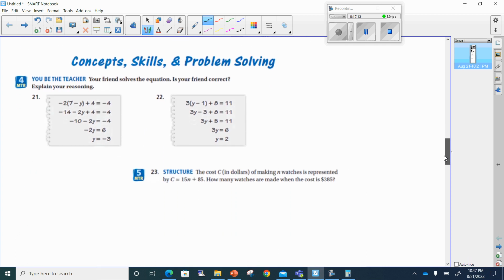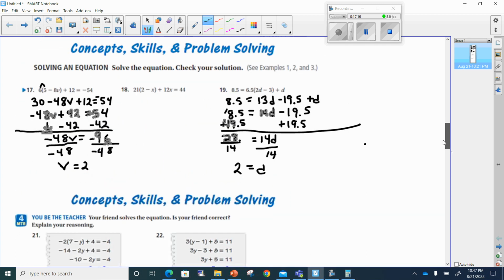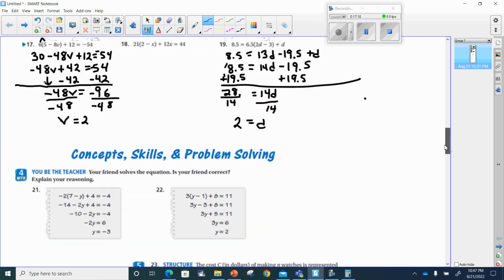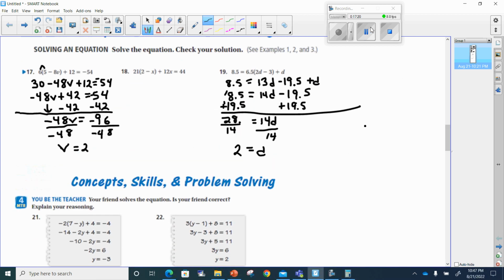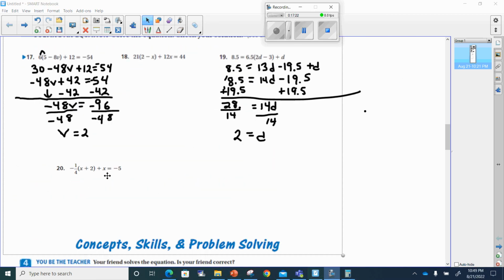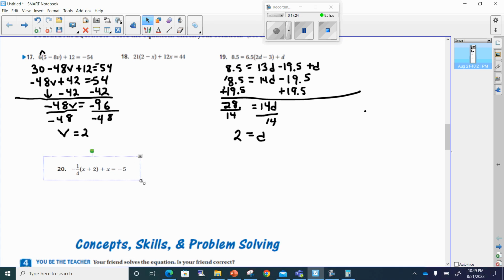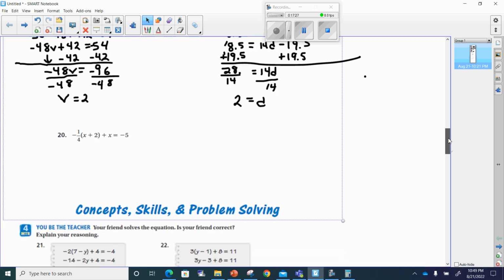I'm on number, see, that was 19. I don't see where 20 is, and that concerns me. I'm going to look for 20 and be right back. All right, I found number 20. Here it is. That one's for you guys to do. Let me go ahead and get to number 21.